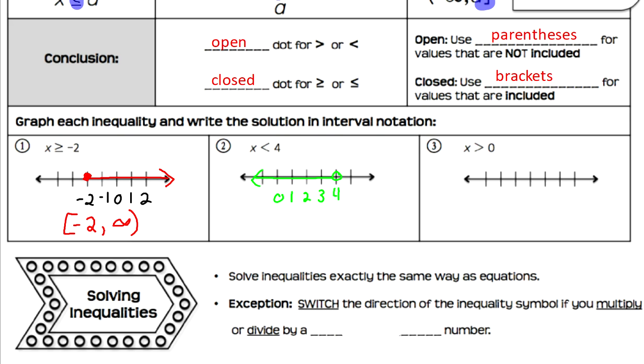When I write my interval notation here, my lowest or my lesser solutions go to -infinity. So I'm going to put that first, and then up to 4. 4 is not part of the solution set, so I'm going to use a parentheses around it.